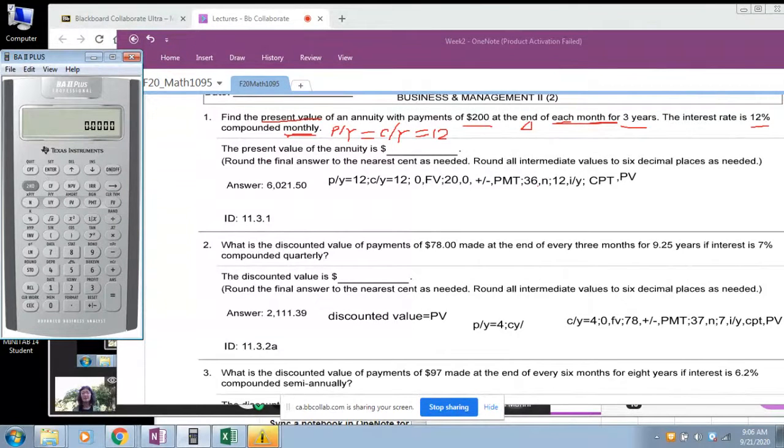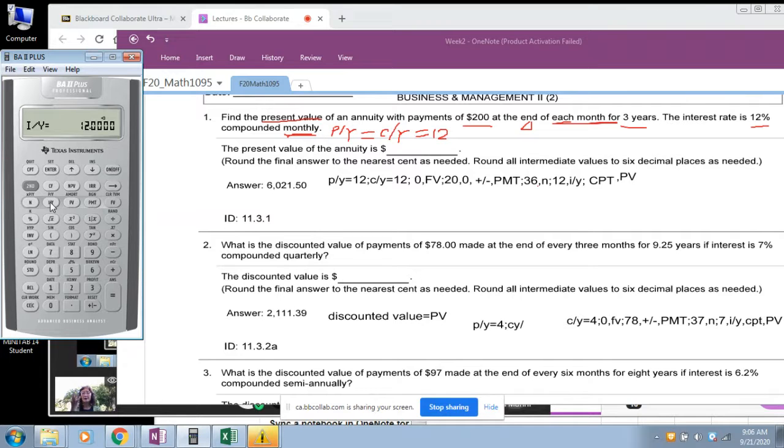Now enter the numbers. Remember you need to enter 4 numbers. Payment 200 is PMT. Type in 200. This is a negative number, so type in negative, and then PMT. After that, 3 years. You make a payment each month for 3 years, so N equals 36. 3 years has 36 months. And the interest is 12% compounded monthly, so 12 is IY, interest.